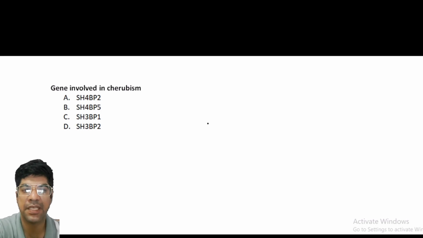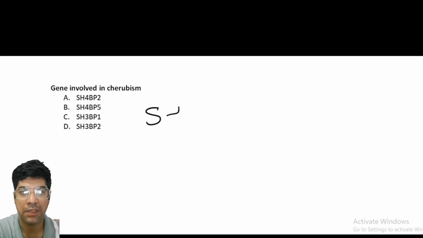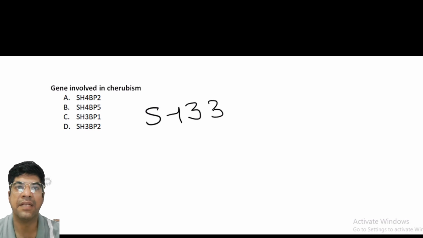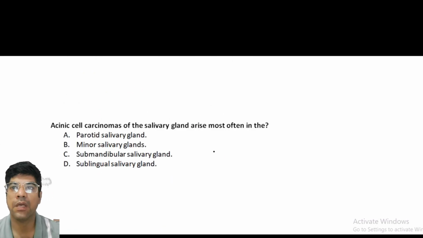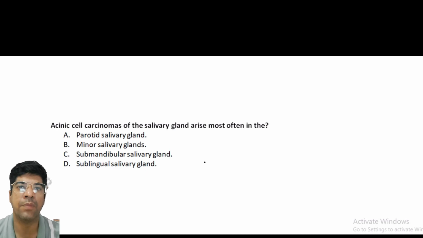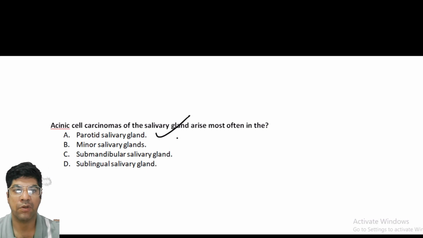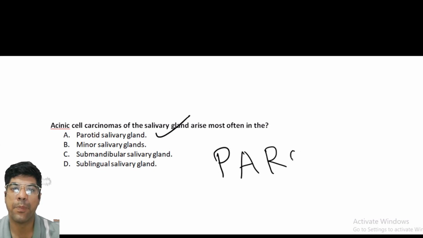The gene associated with cherubism, that we have discussed earlier too. The mutation in the SH3BP2 gene leads to cherubism. So remember that from your exam point of view. Next question, the acinic cell carcinoma is most common in the parotid salivary glands. Acinic cell carcinoma is a malignant tumor that commonly originates in the parotid salivary glands.